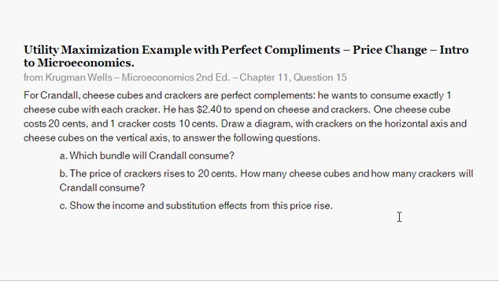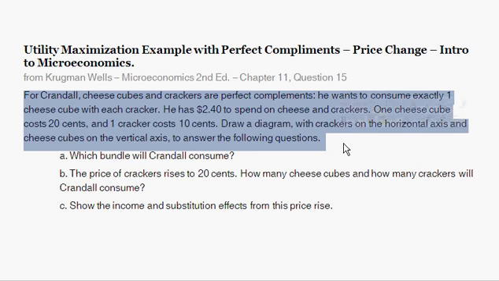Oh, great, welcome. So with this question, we're going to do a utility maximization example, but with perfect complements, and then there's going to be a price change. This is taken from Krugman Wells, Microeconomics, 2nd edition, Chapter 11, the Consumer Preferences and Consumer Choice chapter, question 15. So the question asks, for Crandall, cheese cubes and crackers are perfect complements.